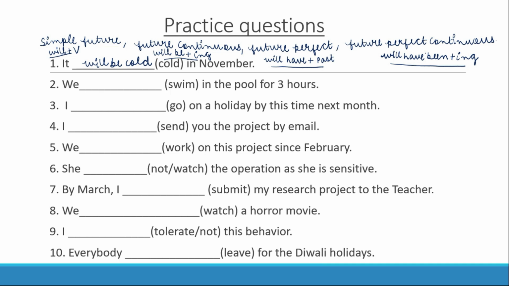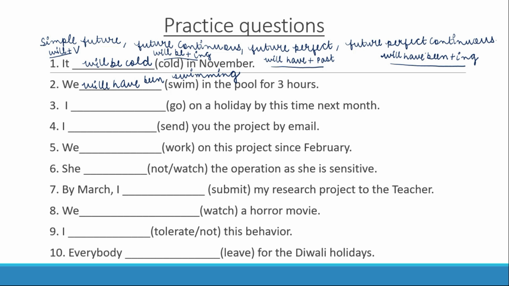We dash in the pool for 3 hours. So अभी भी आप pool में हो and when the 3 hours complete, so we will तब तक हम pool में ही रहेंगे. So we will have been swimming. So in the future, it is going to continue for some time before it ends after the 3 hours period. So we will have been swimming in the pool for 3 hours. That is future perfect continuous.